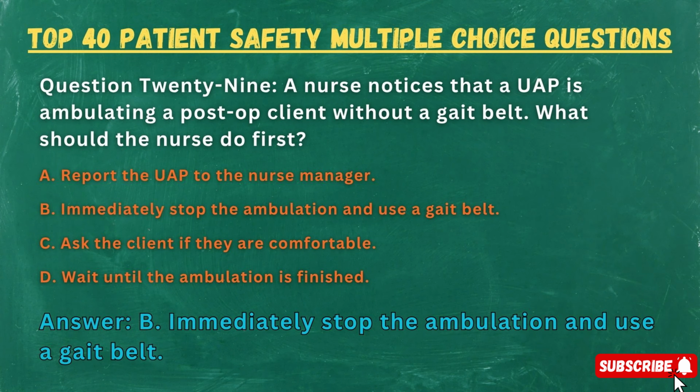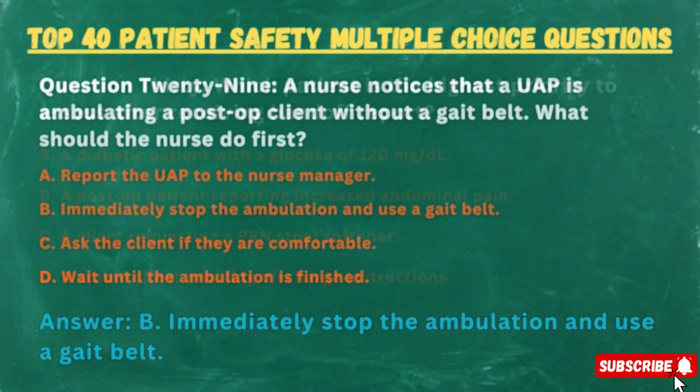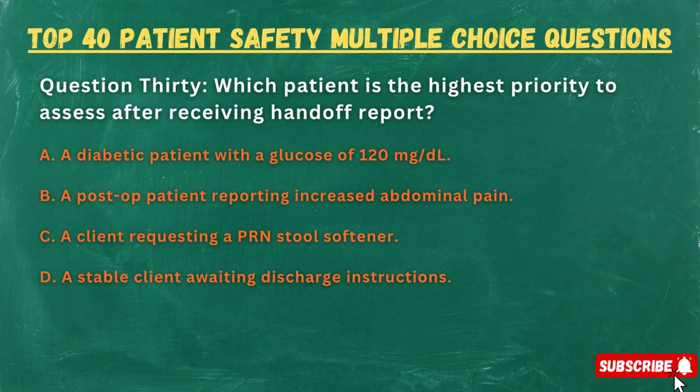Answer. A. Apply oxygen and call the provider. Question 30. A nurse is preparing to assign tasks. Which client should the RN care for directly? A. Stable client 2 hours post-vaginal delivery. B. Client with suspected uterine rupture. C. Client needing perineal care. D. Client ready for newborn discharge teaching.